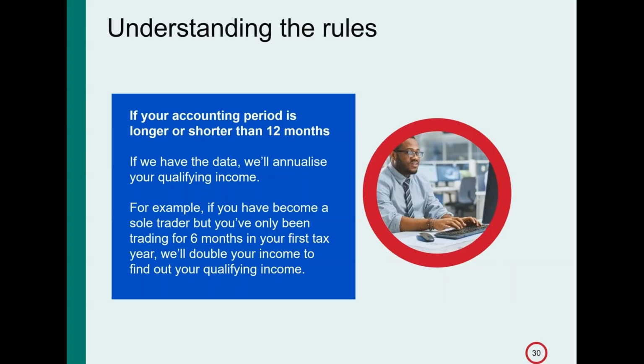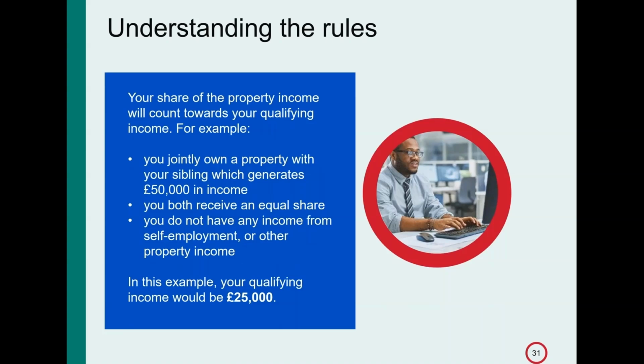Your share of the property income will count towards your qualifying income. For example, you jointly own a property with your sibling, which generates £50,000 in income. You both receive an equal share. You do not have any income from self-employment or other property income. In this example, your qualifying income would be £25,000.